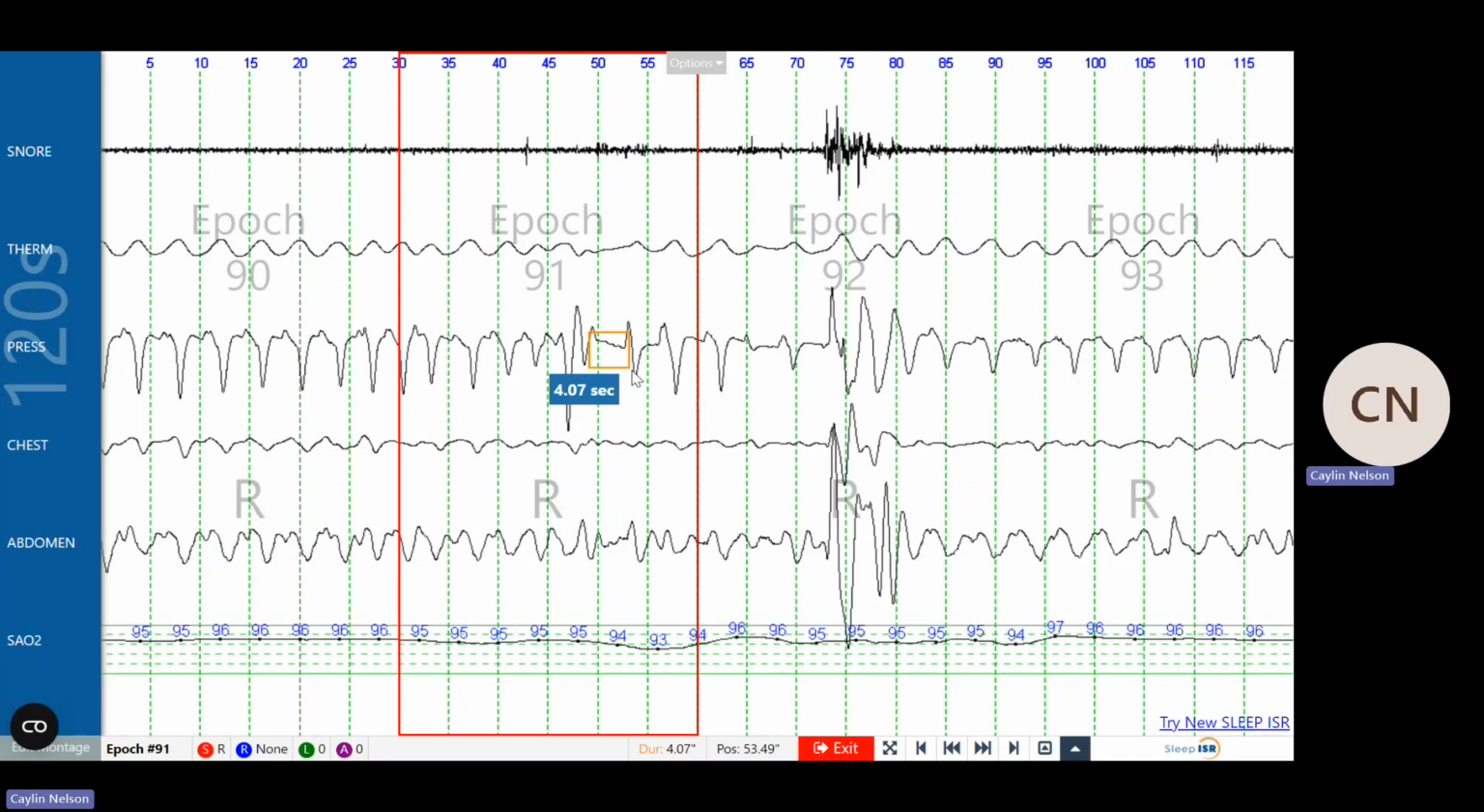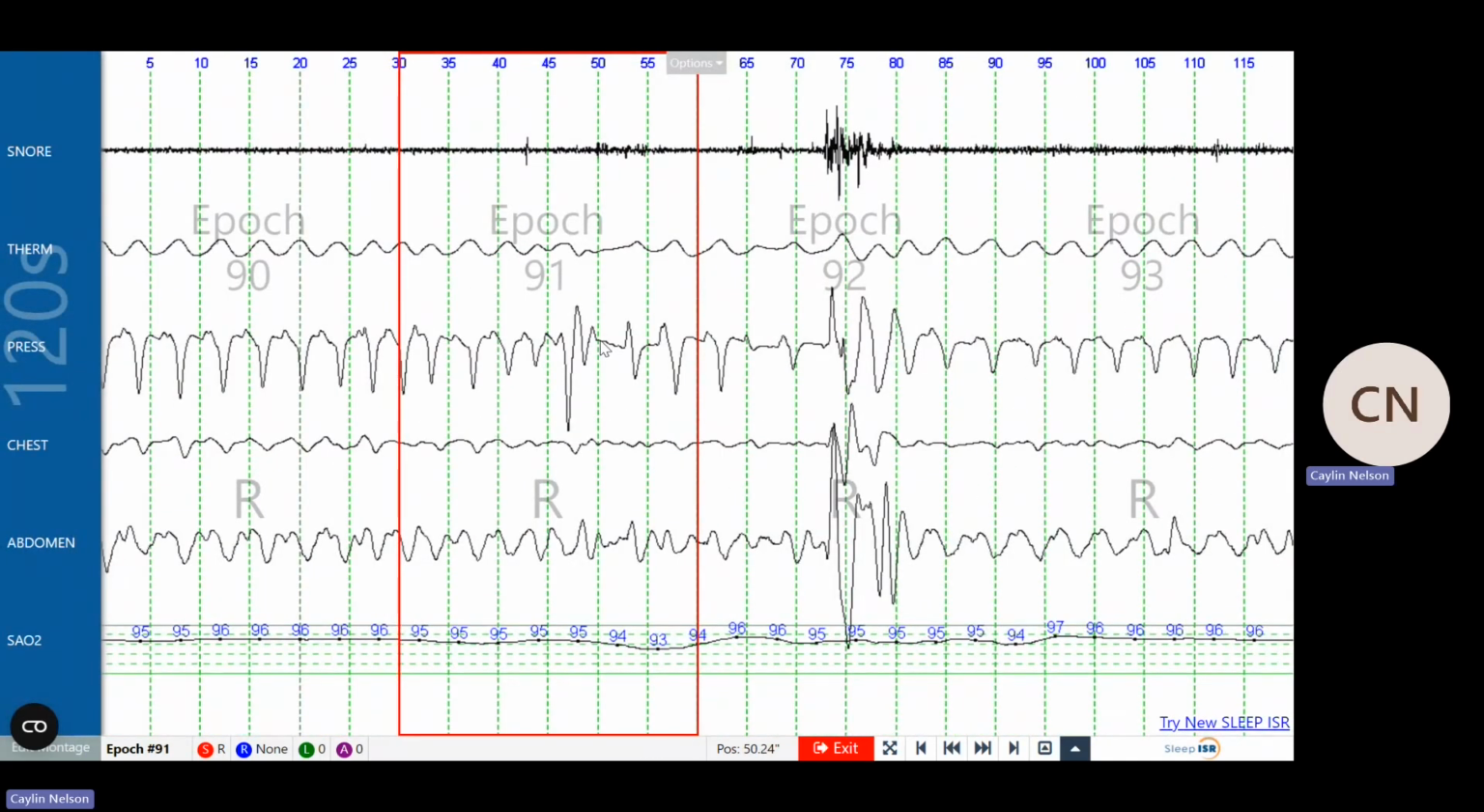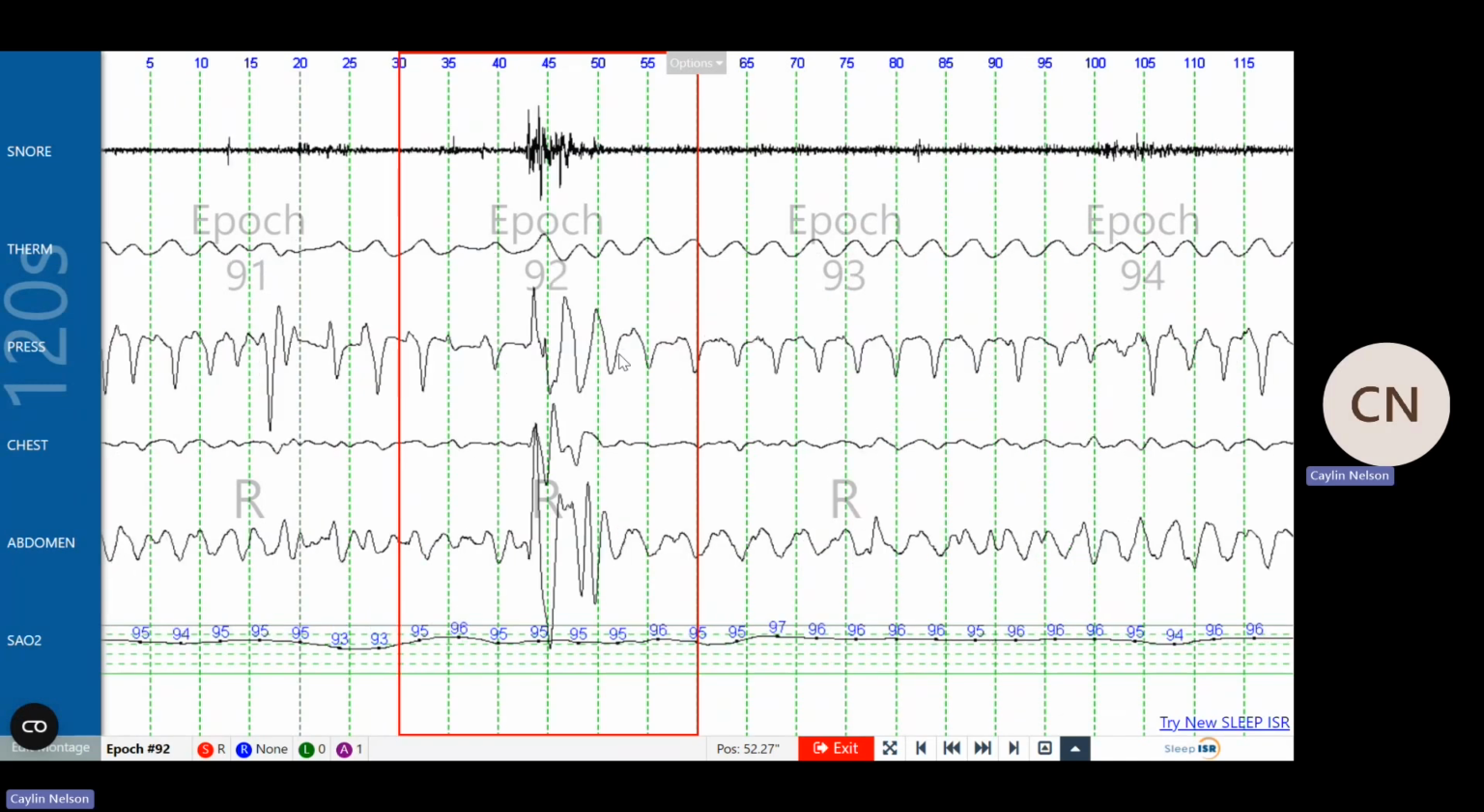Now, oftentimes in REM, you can also have these moments of central apnea, but you can also have times where it's just a brief pause. So, with apnea, you're going to want a minimum of 10 seconds. That area I just highlighted is flat in each channel, so in your flow channels as well as the effort channels, but it is not reaching our 10 seconds, so it's not really significant.